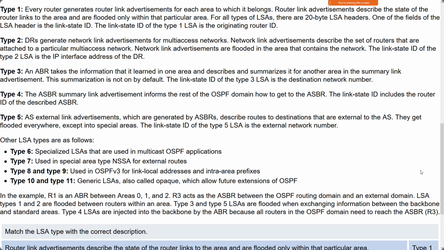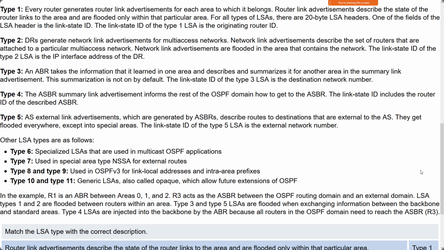Type 2 LSAs: DRs, designated routers, generate network link advertisements for their multi-access networks. The network link advertisements describe the routers that are attached to that multi-access network. They're flooded within the area. The link state ID of the type 2 LSA is the actual IP address of the DR's interface for that particular multi-access network. So if I have a router that's the DR for a 10.0.0.0/8 subnet, and the IP address on that interface happens to be 10.0.0.1, that would be the link state ID of that particular LSA.